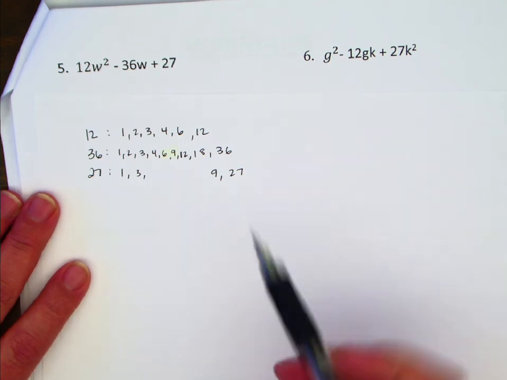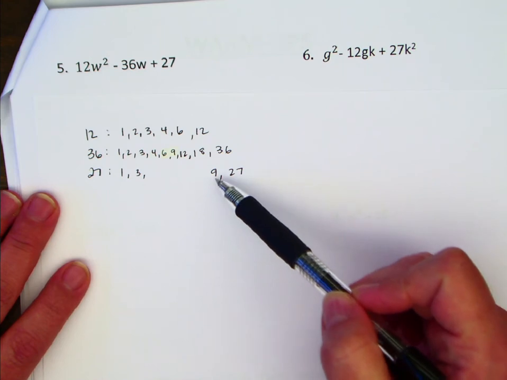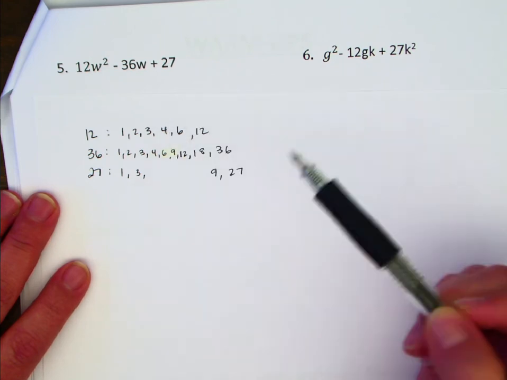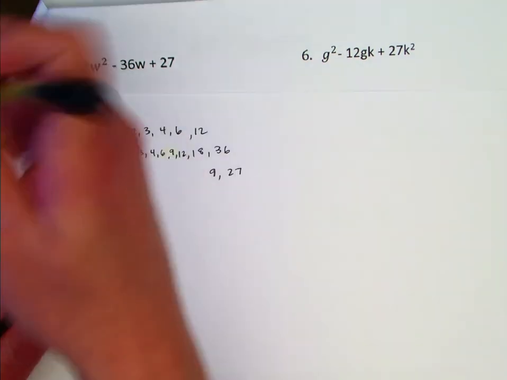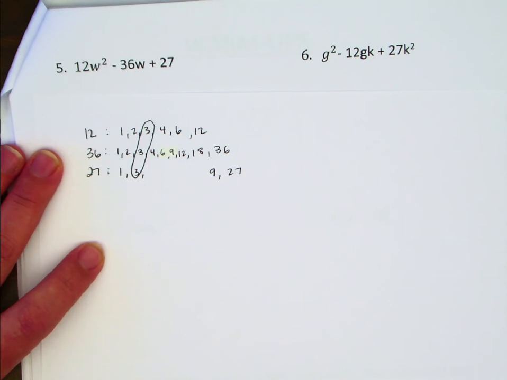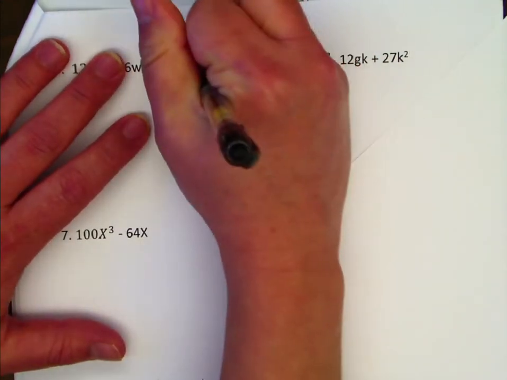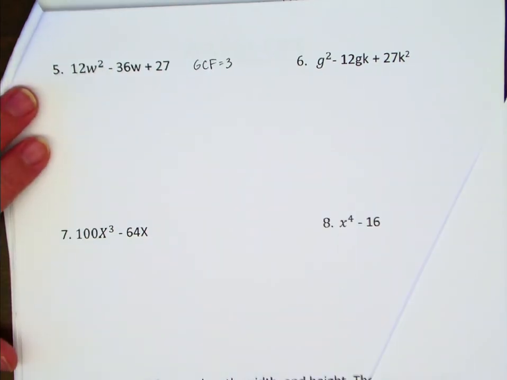All right, so which one is in all of these? So is 27 in these guys? No. 9? Is 9 in all of them? No, because 9 doesn't go into 12. 3? Yep, there it is. 3 goes into all of them. So the GCF here, GCF is equal to 3. So we should probably factor that out first.